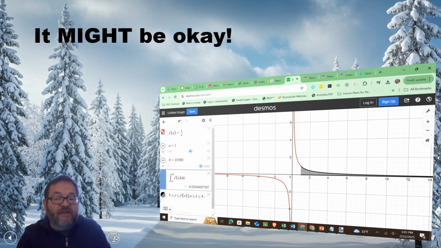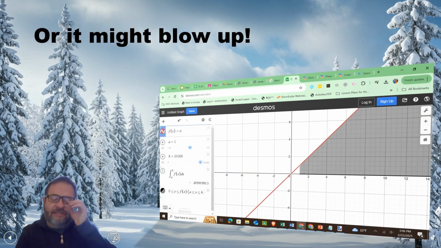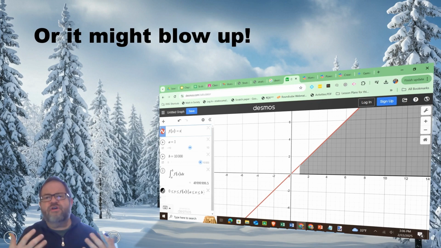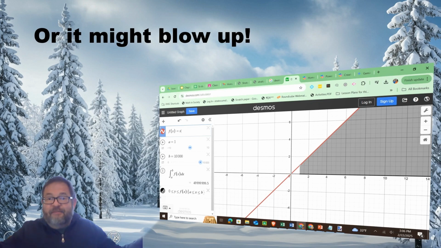Now, I can't actually do infinity on Desmos, but I put a big enough number in there that you can see there's this little skinny area. And that little skinny area might actually add up to a number. Maybe not. Whereas some of them definitely are going to blow up. I mean, here is a function that just keeps getting bigger and bigger the farther I go down the x-axis. Clearly, this is not going to settle down onto just a single answer. The farther I go down the x-axis, the bigger and bigger this area gets.